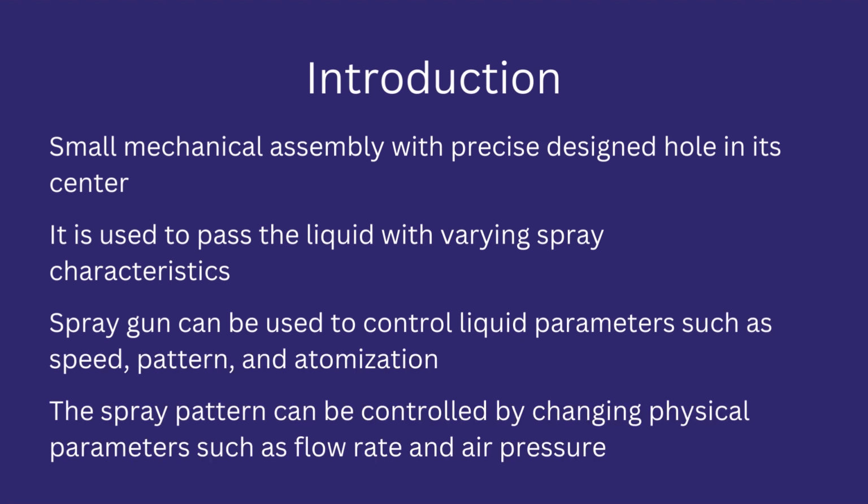The spray pattern through the spray gun can be controlled by changing different parameters such as flow rate and air pressure. By changing these parameters, we can have our desired pattern as required by the process and product.